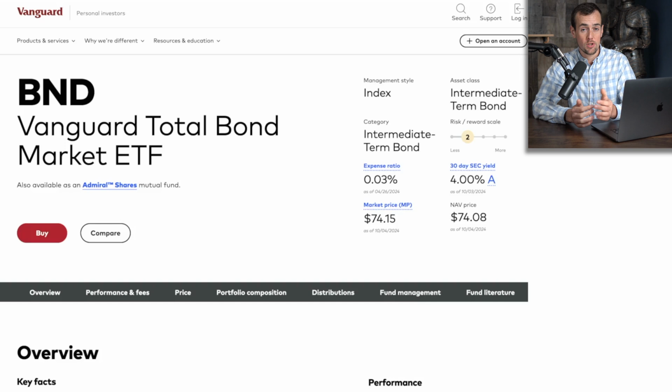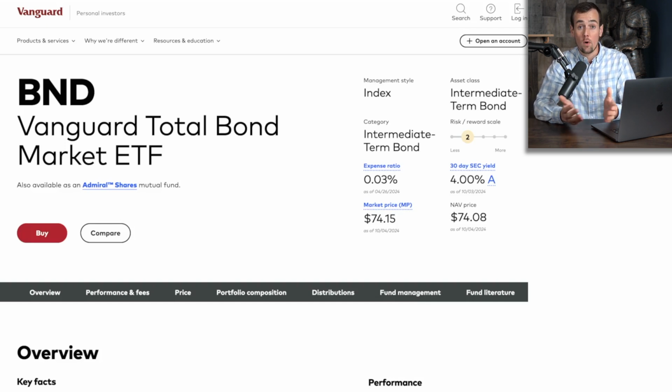Now, a common approach that people follow here is called the rule of 120. That's where you take 120 and subtract your current age, and that is the percentage that you should have allocated into equities or stocks, with the rest going into bonds.